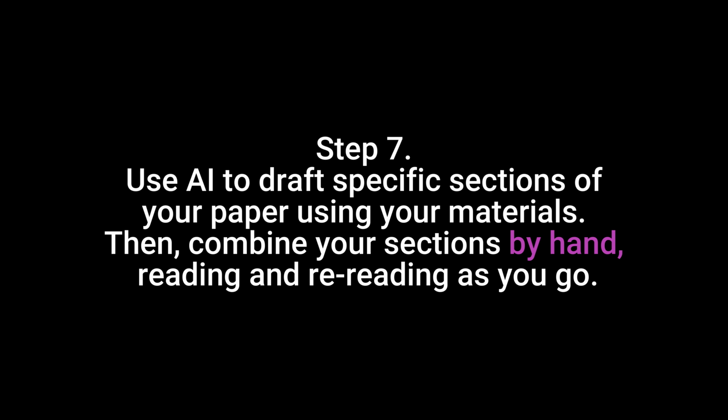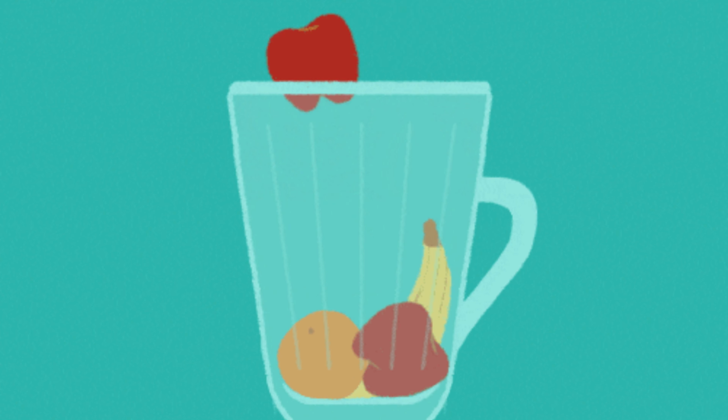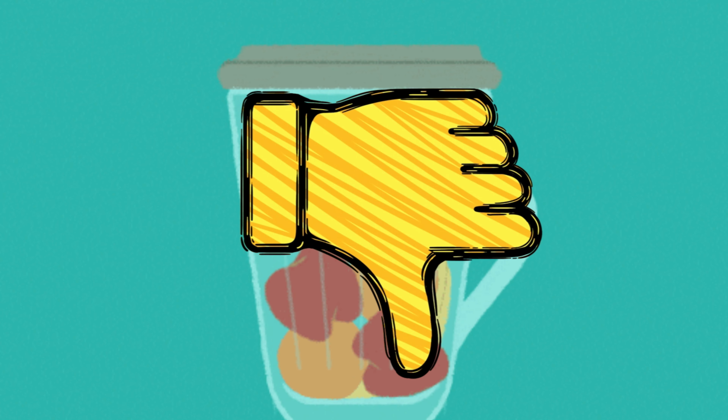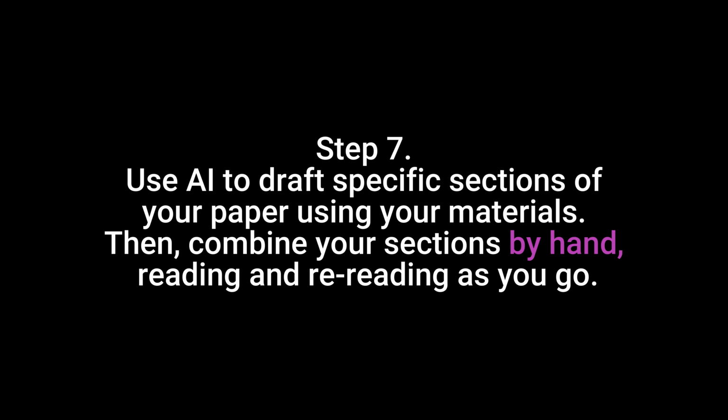It is in step 7 when I ask AI to draft specific sections. I wish it was like a blender where I put everything in and some beautiful smoothie comes out. But AI is not like that. I really have to continue interacting with it and with the outline and the sections separately.